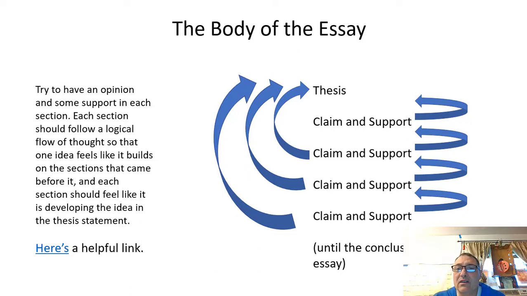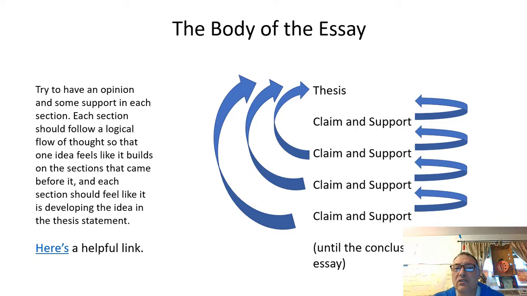So I've got, on the right side of the screen here, the word thesis at the top, and then underneath that, I have the words claim and support. And that line, claim and support, is repeated several times. Claim and support, and then underneath that, claim and support, and then underneath that, claim and support, until eventually we get to the bottom and it says the conclusion. And then I have a number of arrows where each line is pointing to a line up above it. So what do these arrows mean?